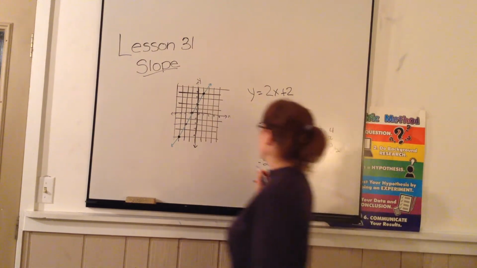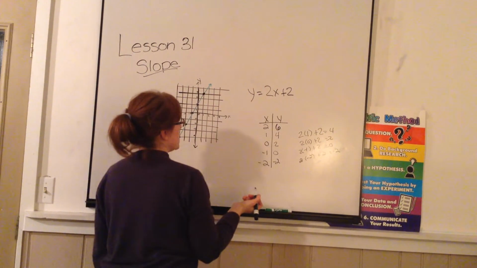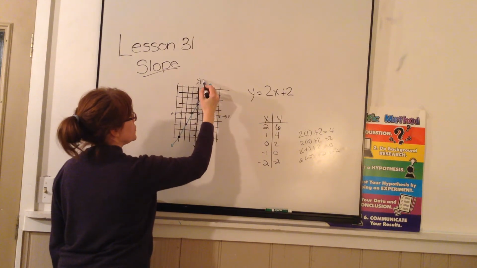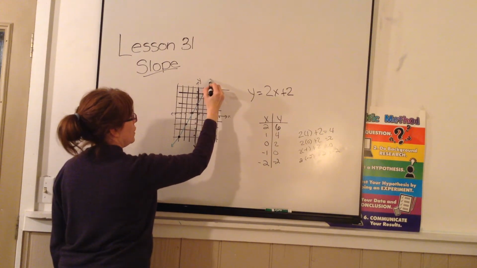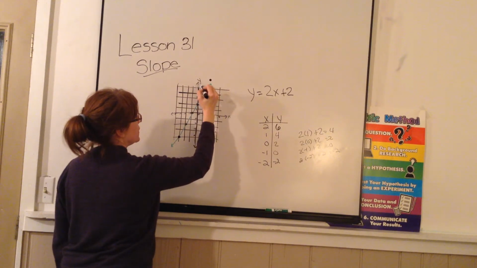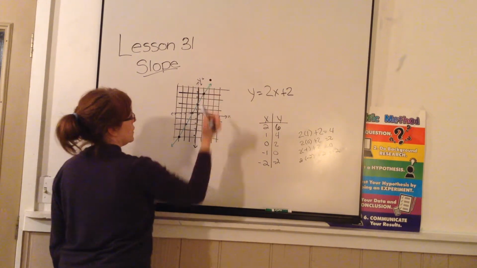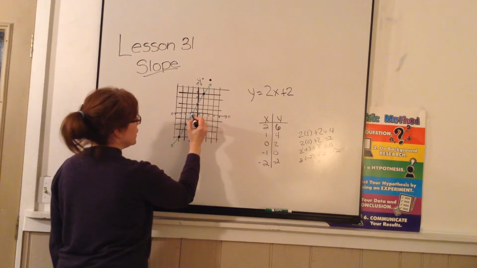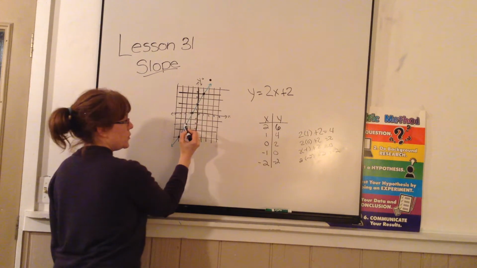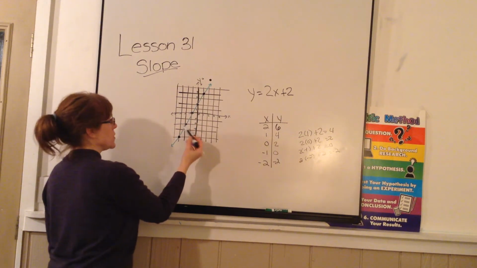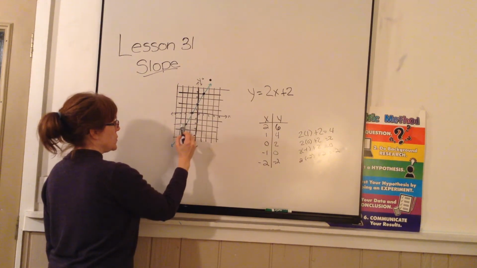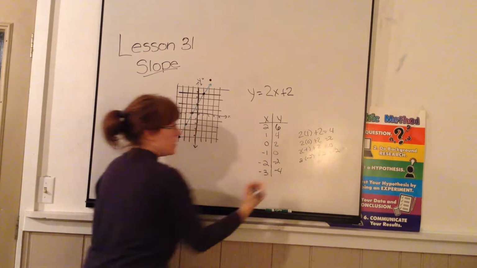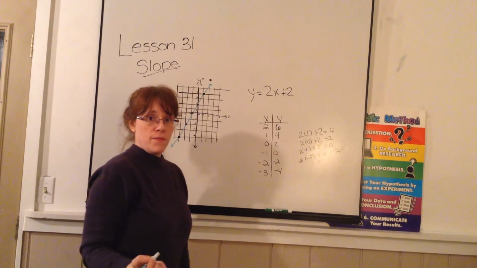Okay, so I'm going to come over here and see if that's right. I have 2, 6. My 6 is actually up here, but if I go up 2 and over 1, that's going to put me at a 6, because I have a 5 here and a 6 here. I have 1, 4, 0, 2, negative 1, 0, negative 2, negative 2, and then for my next one, because I know the slope, I can just do this, and it's going to be negative 3, negative 4. Okay, do you see how that works?